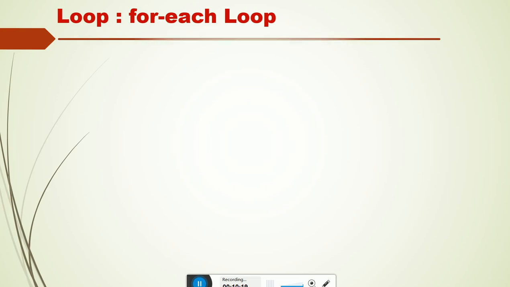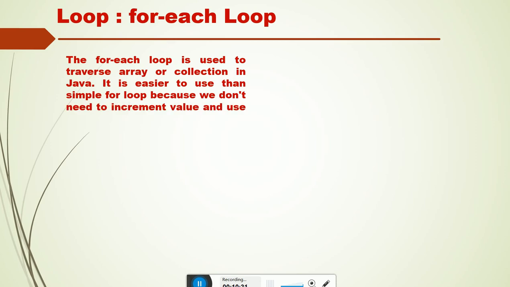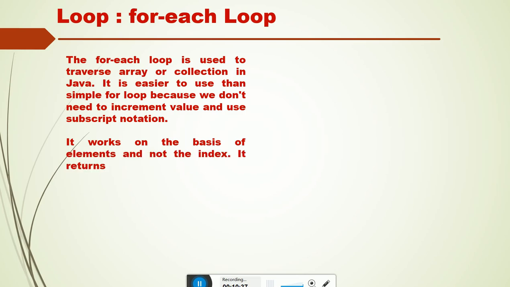Loop: the for each loop, or that is enhanced for loop. The for each loop is used to traverse an array or a collection in Java. It's easier to use than the simple for loop because we don't need to increment a value and use the subscript notation. It works on the basis of element and not the index. It returns the element one by one in the defined variable.